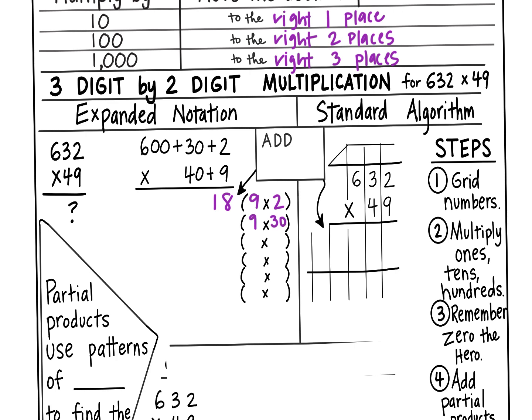And if I do 9 times 30, all I have to really look at is the 9 and the 3. I know that 9 times 3 is 27. And then I just put the 0 at the end. So it makes 270.